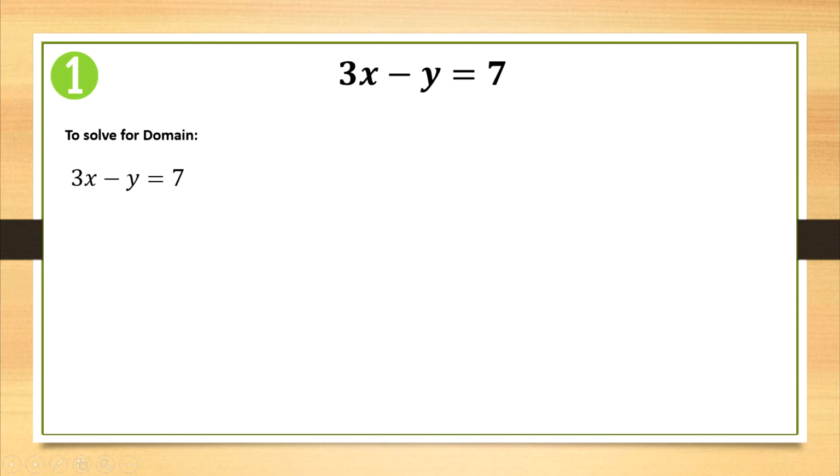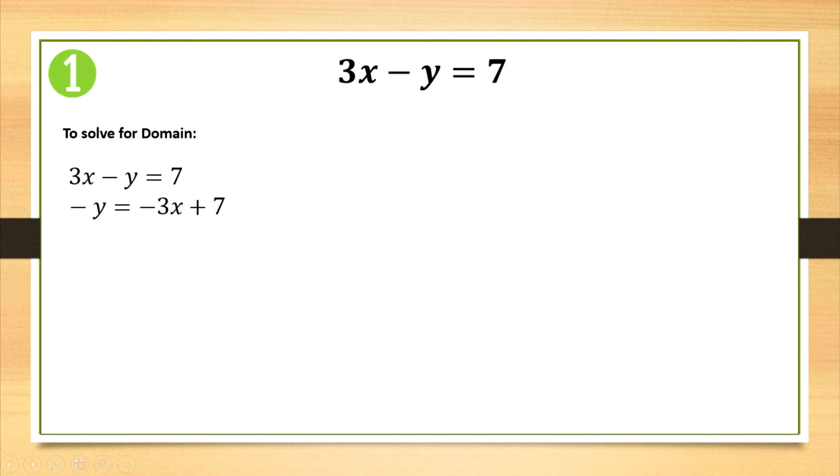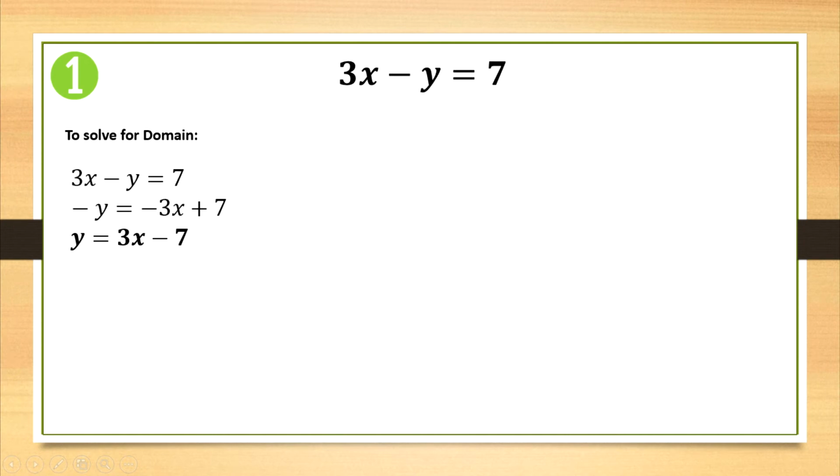To find the domain, solve for y. So of course, the equation will be like this. Negative y equals negative 3x plus 7. We have to transfer 3x to the other side. And since it is negative y, we have to divide it by negative 1 on both sides. So we have y equals 3x minus 7. Since y is a polynomial, we can conclude that our domain is x is a set of all real numbers.